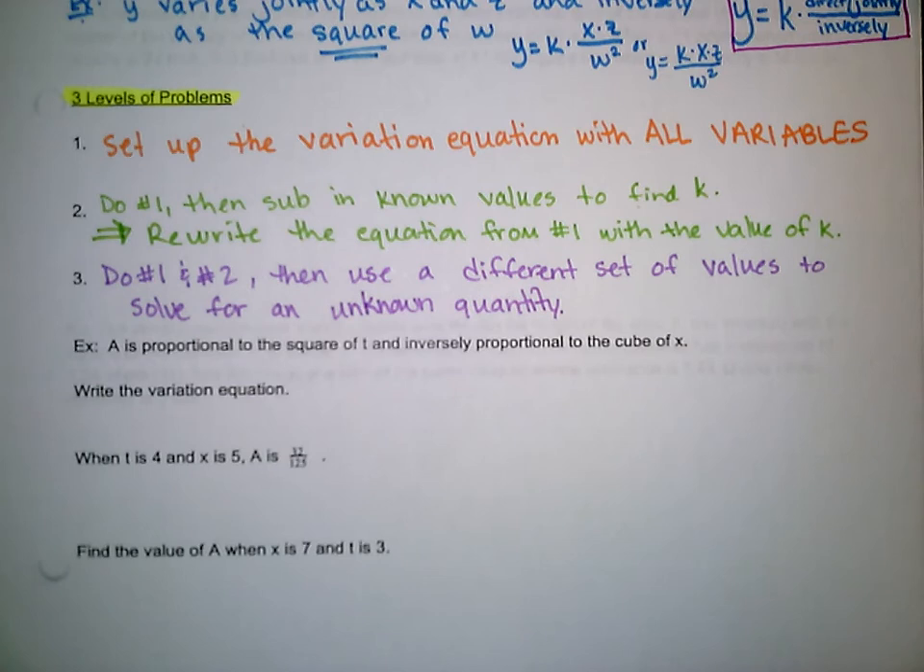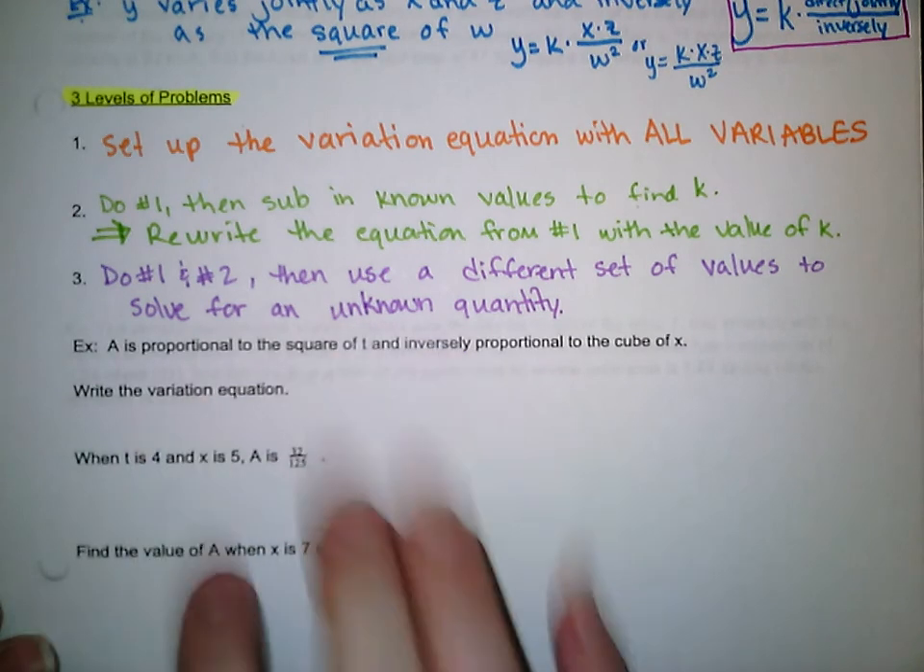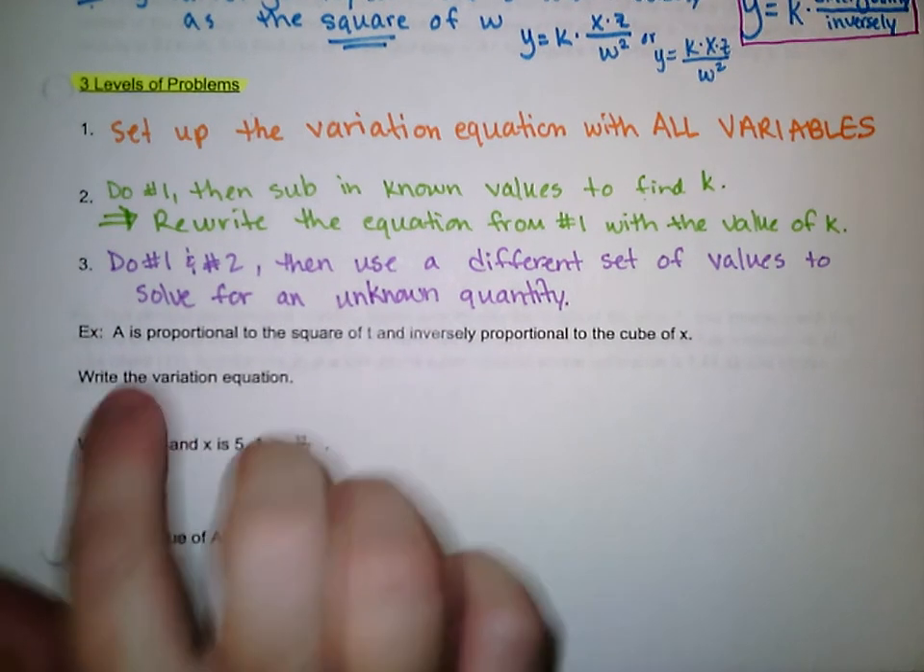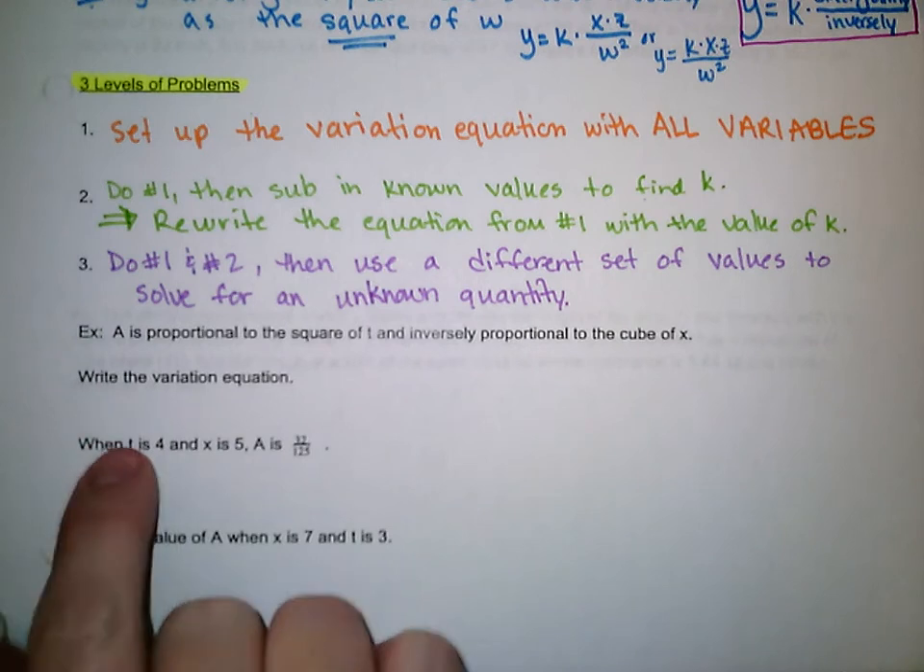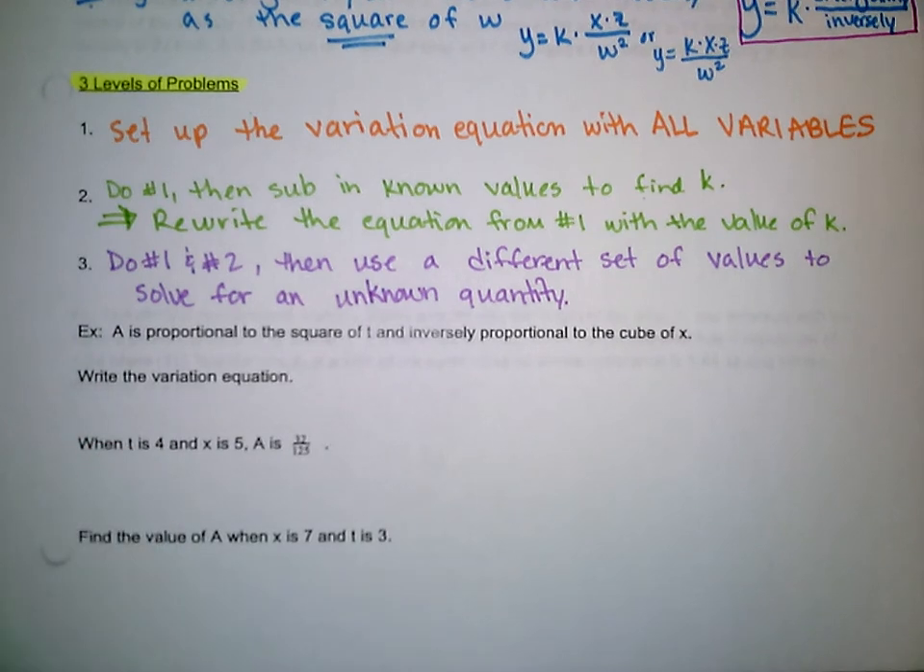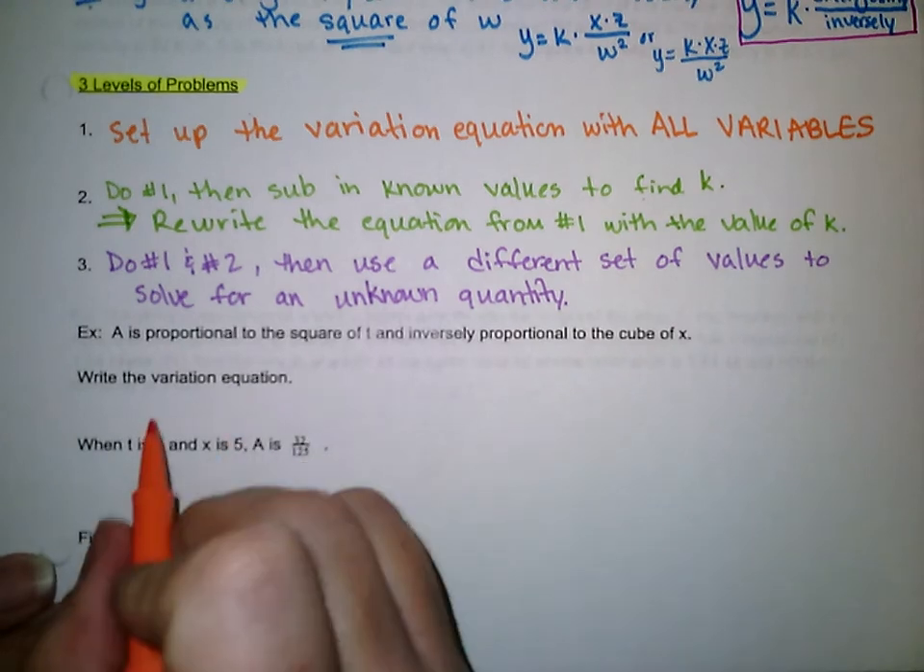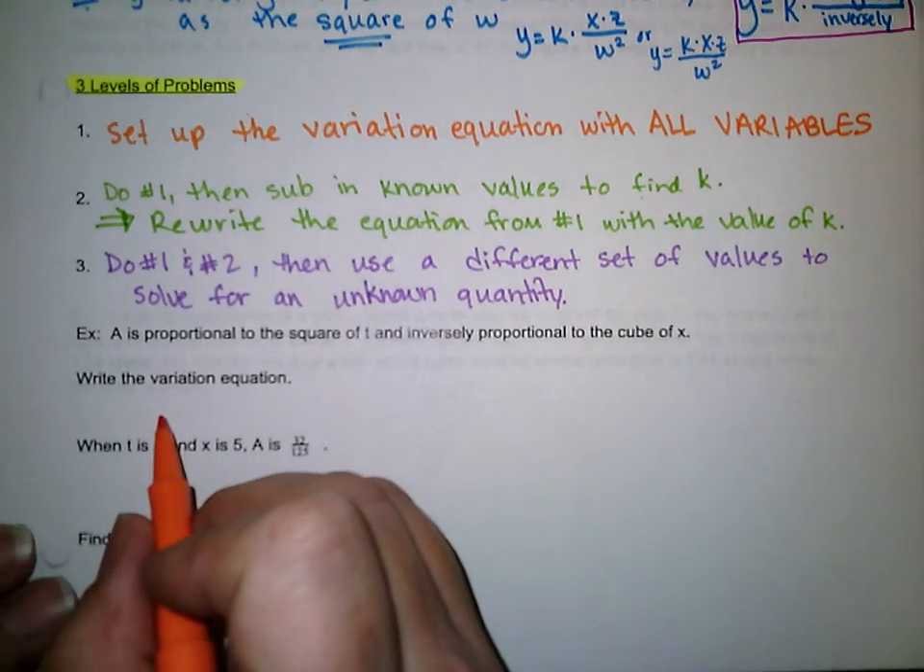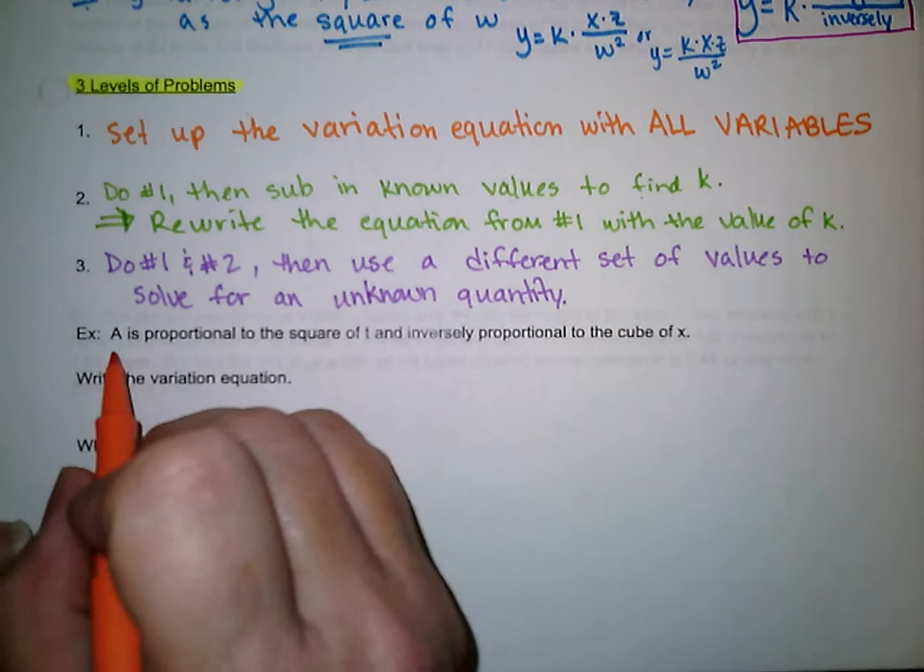So we're going to look at examples of all of that. In this first example, I've separated the words out into the 3 levels so that you could see how they're going to be written when you go to do a problem. So level 1, we just write the variation equation. So we're looking for the keywords.